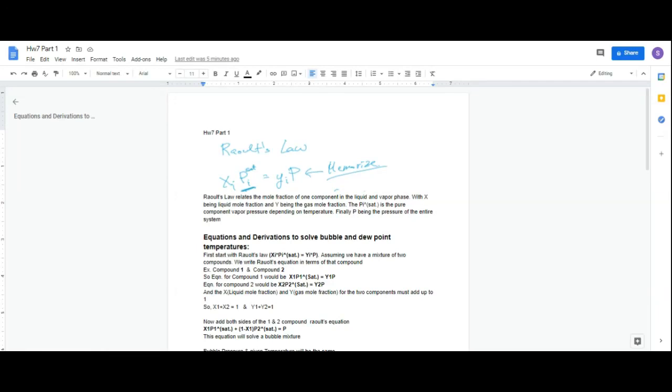All right, so this is homework 7, part 1, starting from Raoult's law for ideal solutions, deriving and explaining the equations to be solved to determine the bubble and dew point temperatures of a binary mixture.